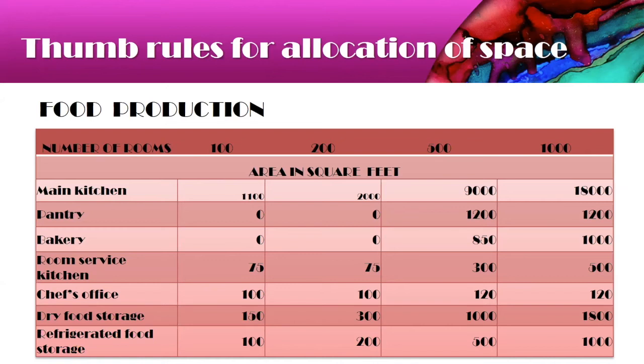Dry food storage area is very small in a small hotel, and 1800 square feet. All the areas mentioned here are in square feet. So 1800 square feet in a very large hotel comprising 1000 rooms. Then again, the refrigerated food space or the food storage is 100 square feet in a small hotel, whereas 1000 square feet in a 1000 room hotel.